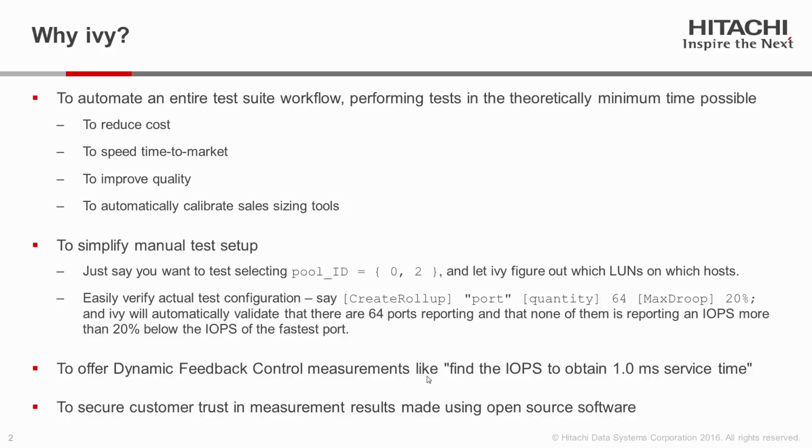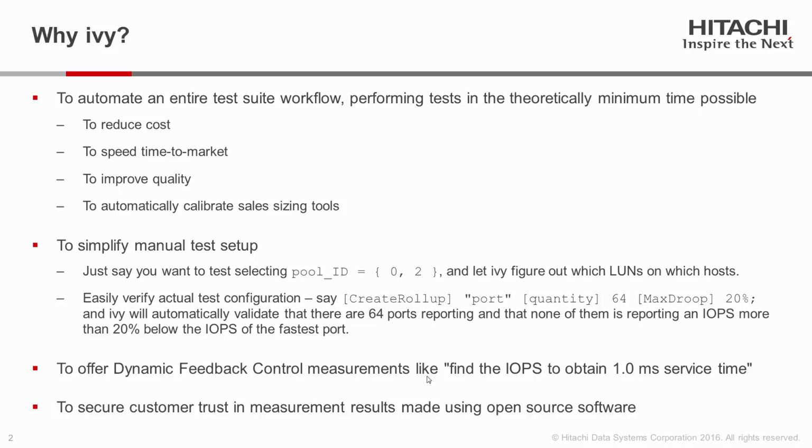We can improve time to market. We can significantly improve the quality of the measurements that we make, and we can automatically calibrate sizing tools. And then the more short-term goal for manual testing is to significantly simplify setting up manual tests.